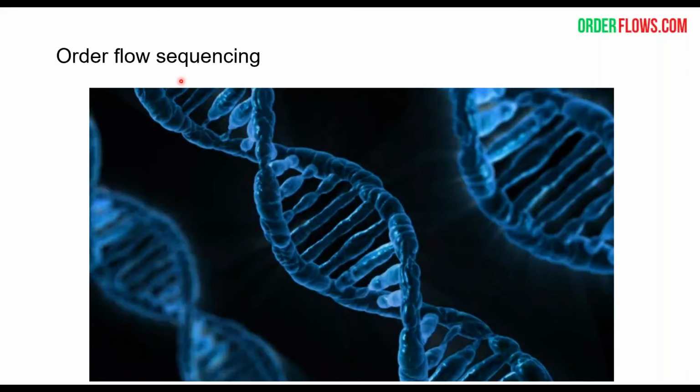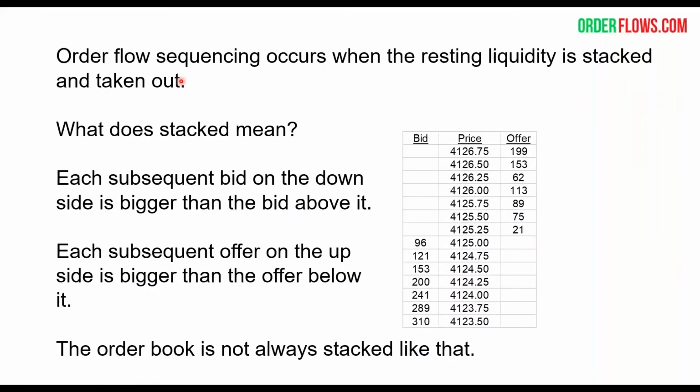Now another thing I'll talk about is order flow sequencing. Order flow sequencing occurs when the resting liquidity is stacked and taken out. Now what do I mean by stacked? Well, what I mean is subsequent higher amounts of volume on the offer or on the bids as you're going down on the bids or going up on the offer. Oftentimes the book is not usually stacked neatly like this. It's often stacked like 96 and then 121 and then 100 and then back to 200 and then back to 185.